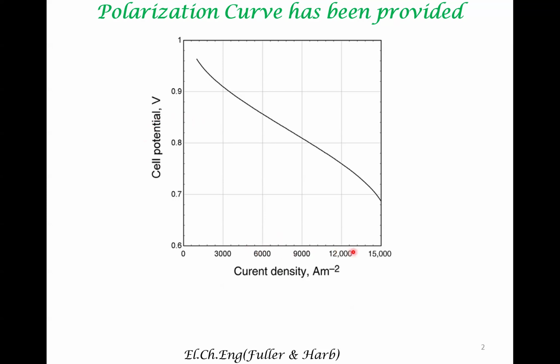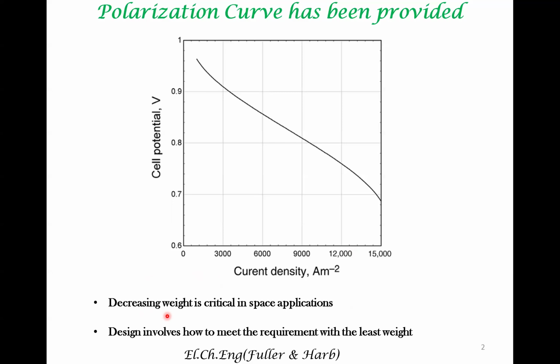In every engineering context, certain thing is a premium. In the context of space, weight is a premium. So decreasing the weight is critical for any space application. So the design will have to meet the requirement without increasing the weight significantly.